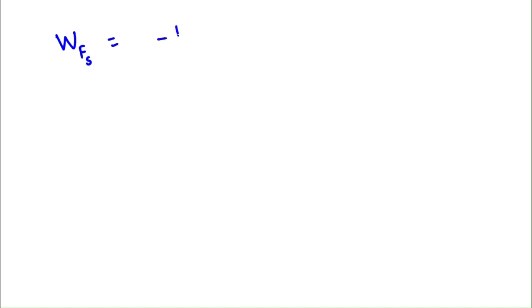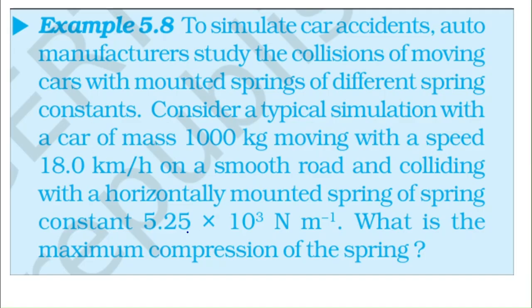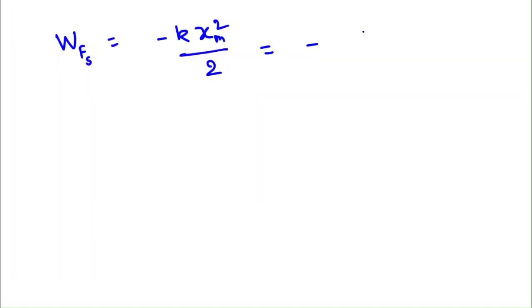This will be minus k times x m squared divided by 2. Let me check the value of k. k is 5.25 into 10 to the power 3 newton per meter. I will write it because this is work, so at the end all these units are going to give us the final unit joule, and we are not bothering about those things right now. x squared, this x m we have to find out, divided by 2.